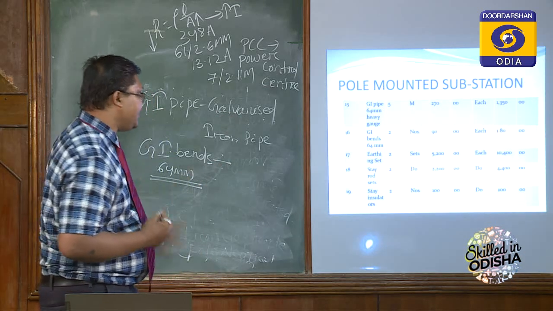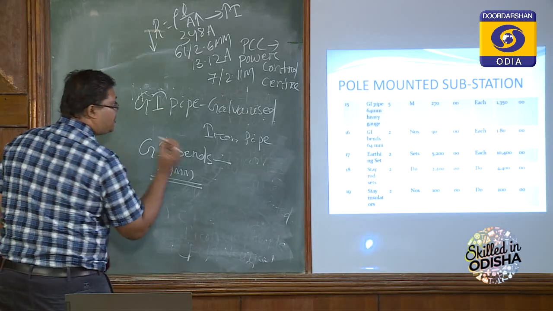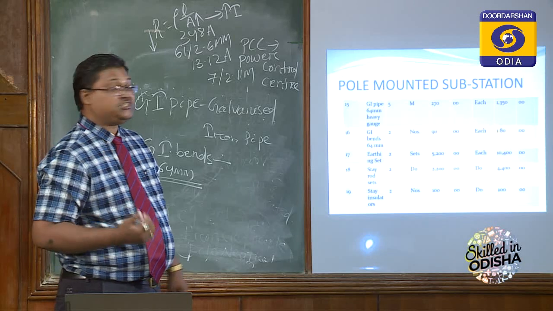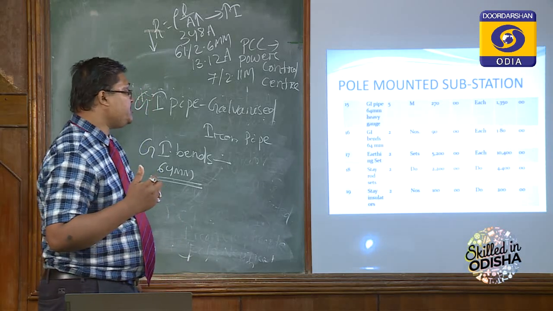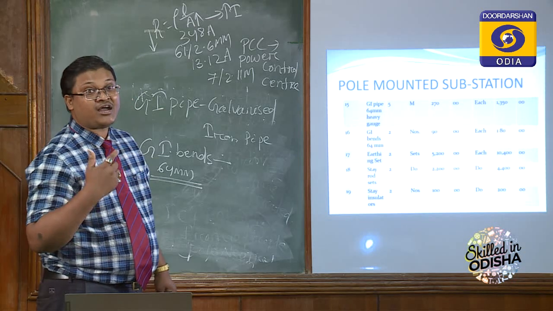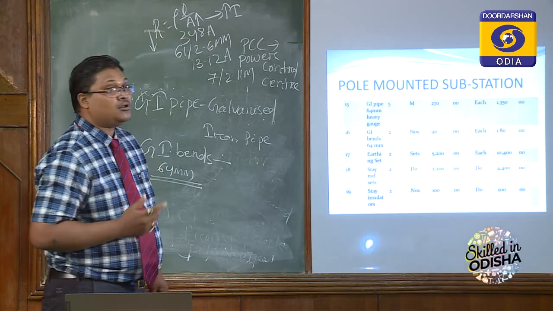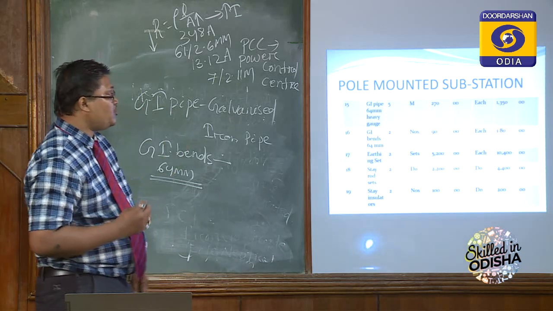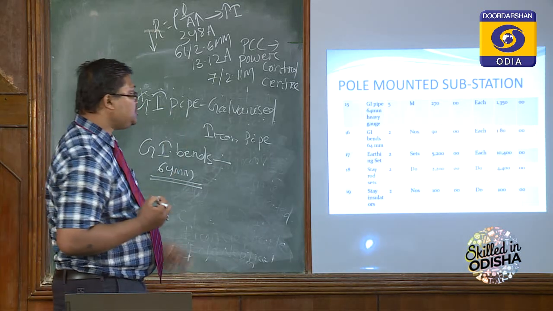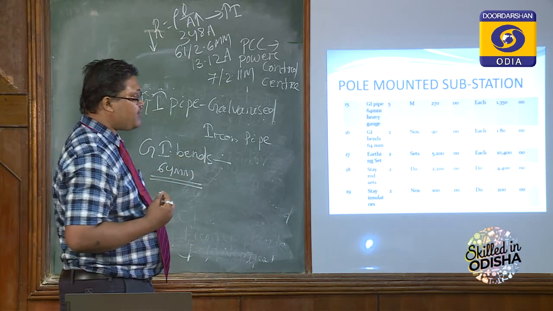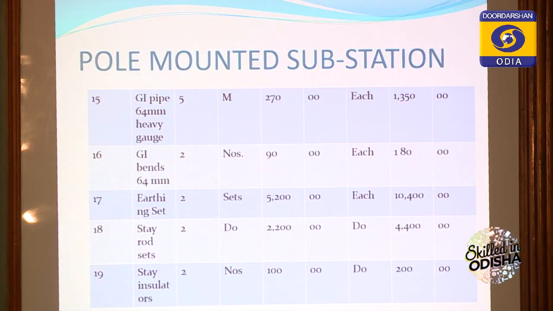Then earthing set. Every installation requires an earthing set. Two earthings, whether it is a motor installation, a factory or a pole mounted substation. One is operational, one is for emergency purpose. So the earthing set must be two. Here in the pole mounted substation we are also using two sets. Each costs 5200, so the total will cost 10400.